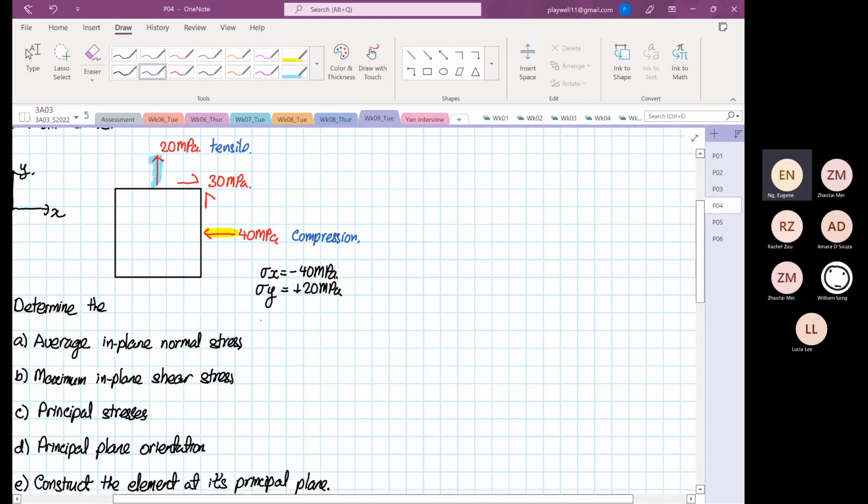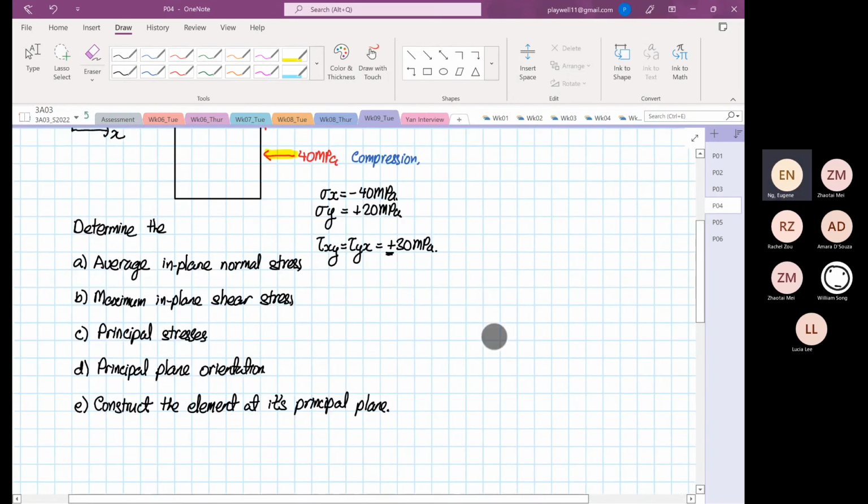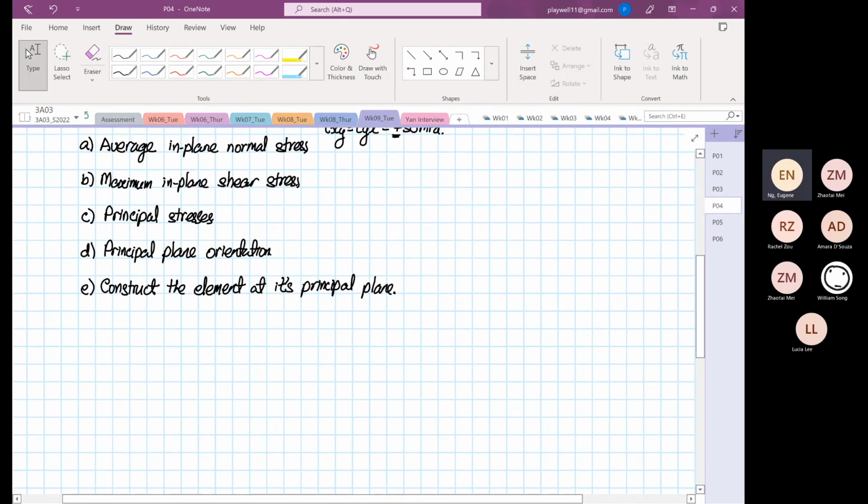Okay. Now the shear we have, the shear XY is going to be equal to the shear YX. And this is equal to positive 30 megapascal. Okay. So I'm going to show you what we mean by positive shear and negative shear. Over here, I'm going to have positive shear.